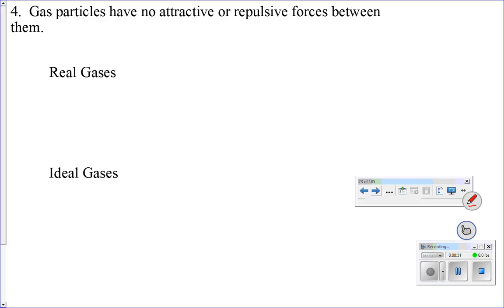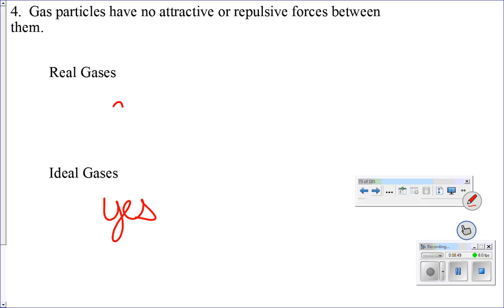Gas particles have no attractive or repulsive forces between them. Totally true for an ideal gas. This is not true for a real gas. If this were true in real life, you would not be able to get a gas to become a liquid. You would not be able to condense it down to that state.